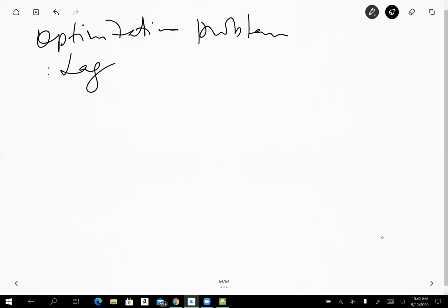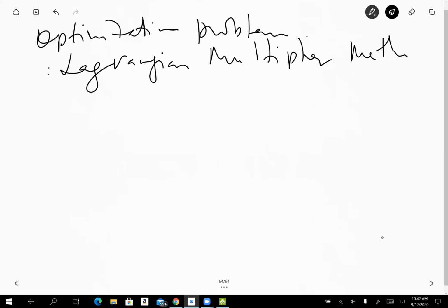Lagrangian multiplier method. So the problem here is this. You have two functions, and then you want to maximize one function subject to the other. So one is a constraint, the other is the objective.